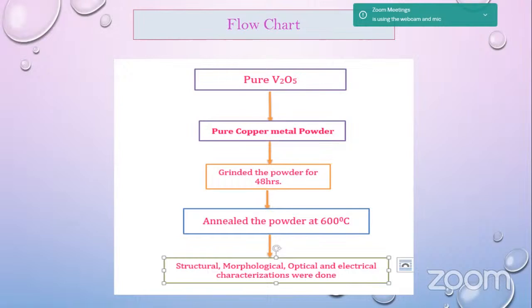This is my flow chart. We have taken pure V2O5 powder and pure copper metal powder, ground it for 48 hours, and annealed it at 600 degrees. Later on, we have done the XRD, structural, morphological, optical, and electrical characterizations.